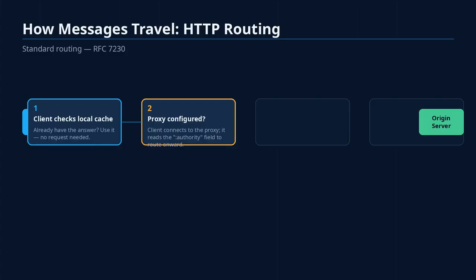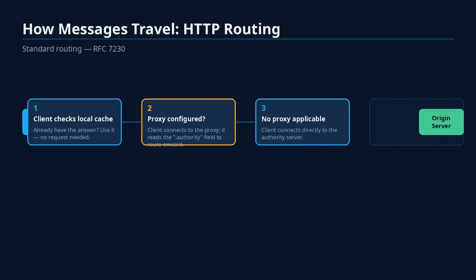If a proxy is being used, the client connects to that proxy, and the proxy reads a special field called the authority pseudo header, basically a shipping label naming the final destination server, to figure out where to forward the message next. If the proxy itself doesn't have the answer cached either, it forwards the request onward, possibly through another proxy.